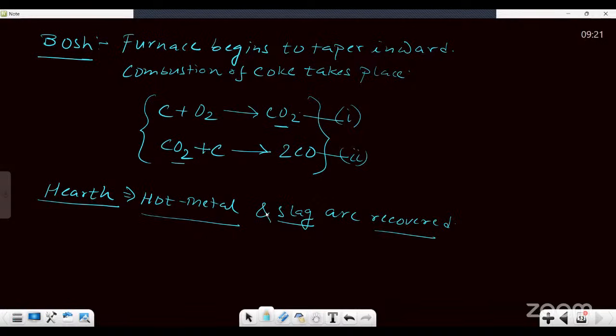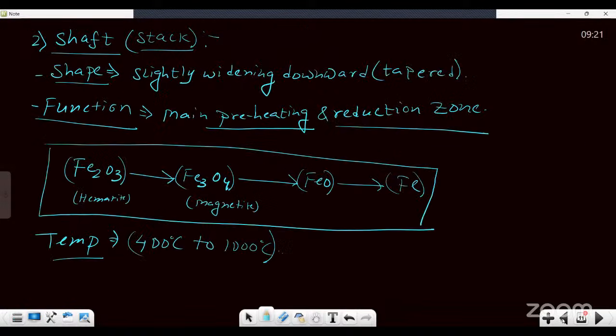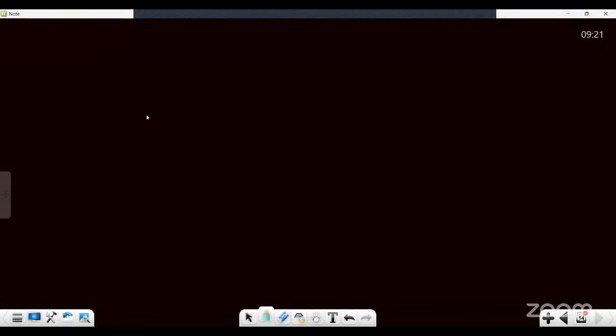So these were the zones of the blast furnace. I think now you have a fair idea about the various zones of the blast furnace. Now, after this, we will basically focus more on the different kinds of zones in the blast furnace.